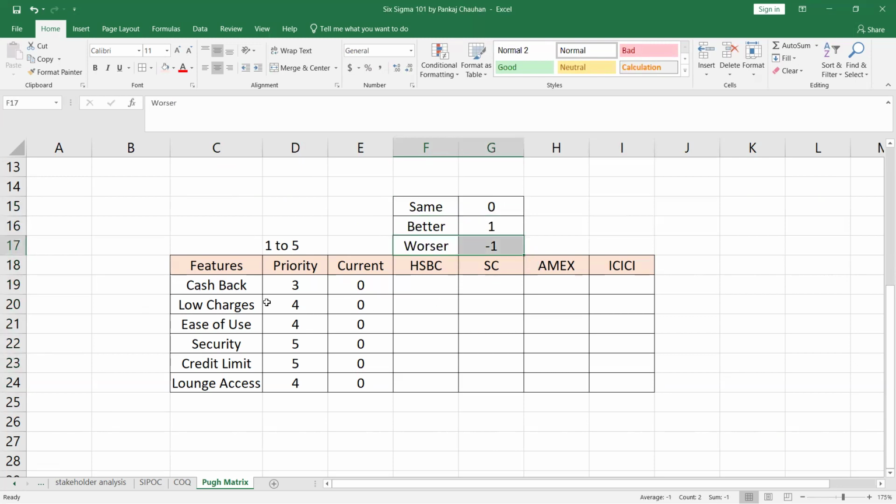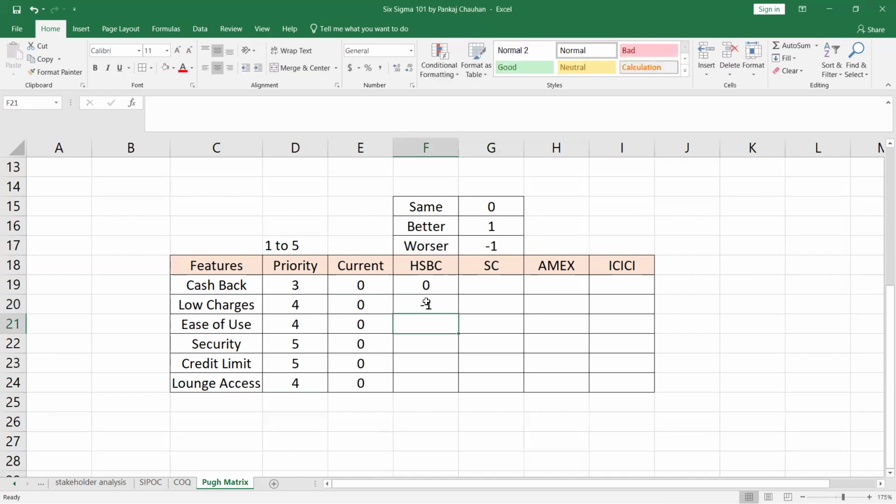Let's say the cashback for HSBC is the same as my current situation. If I'm holding any credit card; if I'm not holding any credit card, that means HSBC is not giving you any cashback, so it is neutral. When I talk about the charges, HSBC really charges high to you. When it is a high charge compared to your expectation of current, that means it is worse. So it is a -1 ranking.